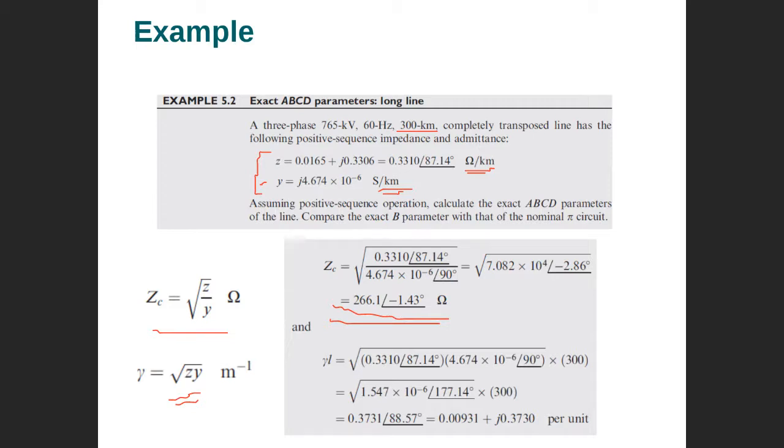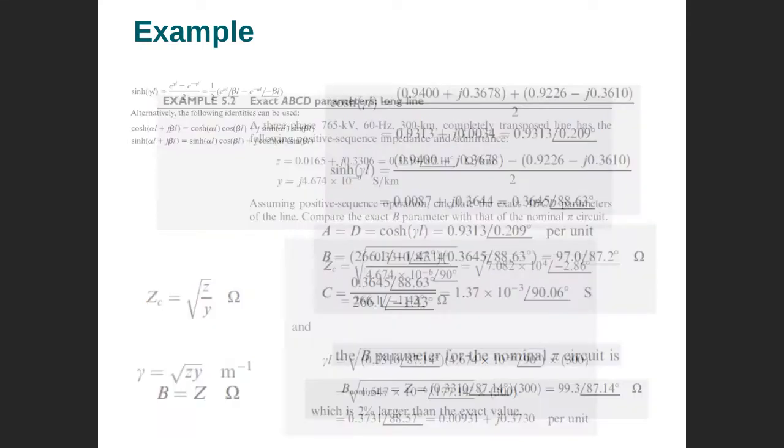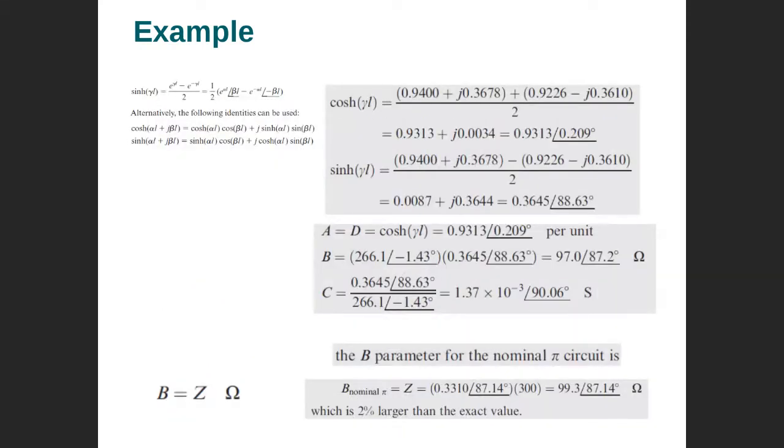So then you will find the characteristic impedance, which is a complex number. The gamma also is a complex number. The difference here is that the units of the characteristic impedance are in ohm, not ohm per meter, because you already multiplied by the length. And this is per unit, a complex number in per unit. So therefore, we have the characteristic impedance and the propagation constant.